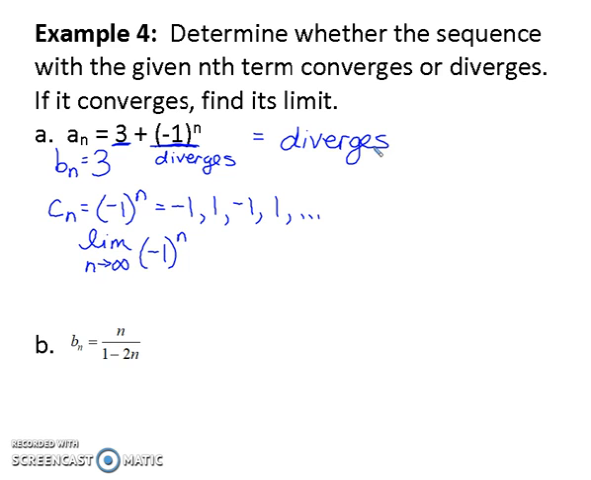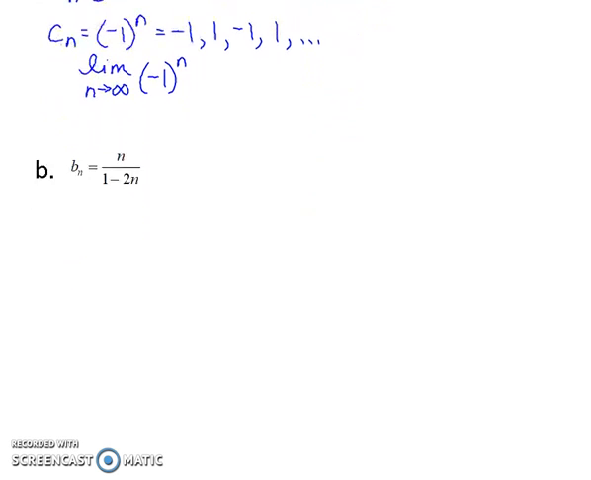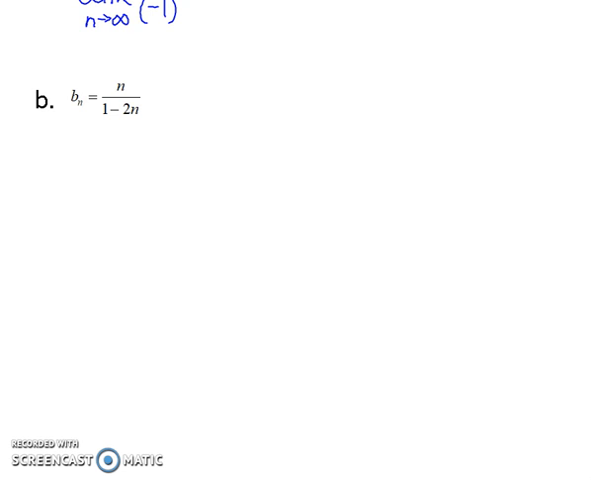All right, then we have b down here. We have b sub n equals n over 1 minus 2n. Now, you could split this up and do the limit for n and the limit for 1 minus 2n, but I honestly think I would keep it like it is and do n behavior model for it. I also am going to start by writing some terms out just to see if they start to maybe level off in any way.